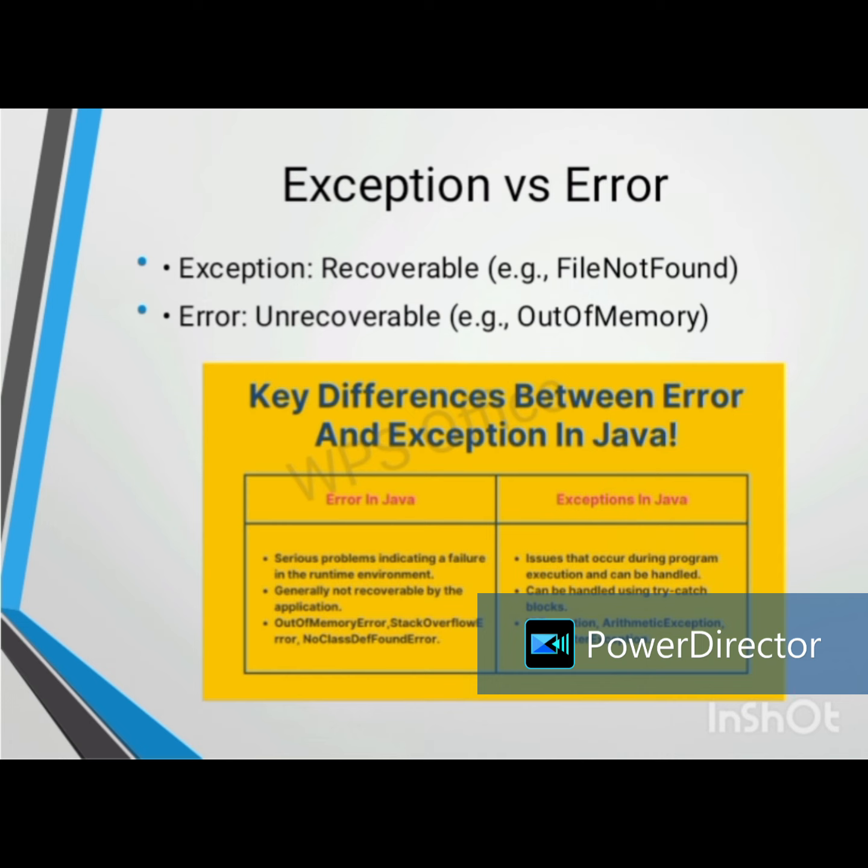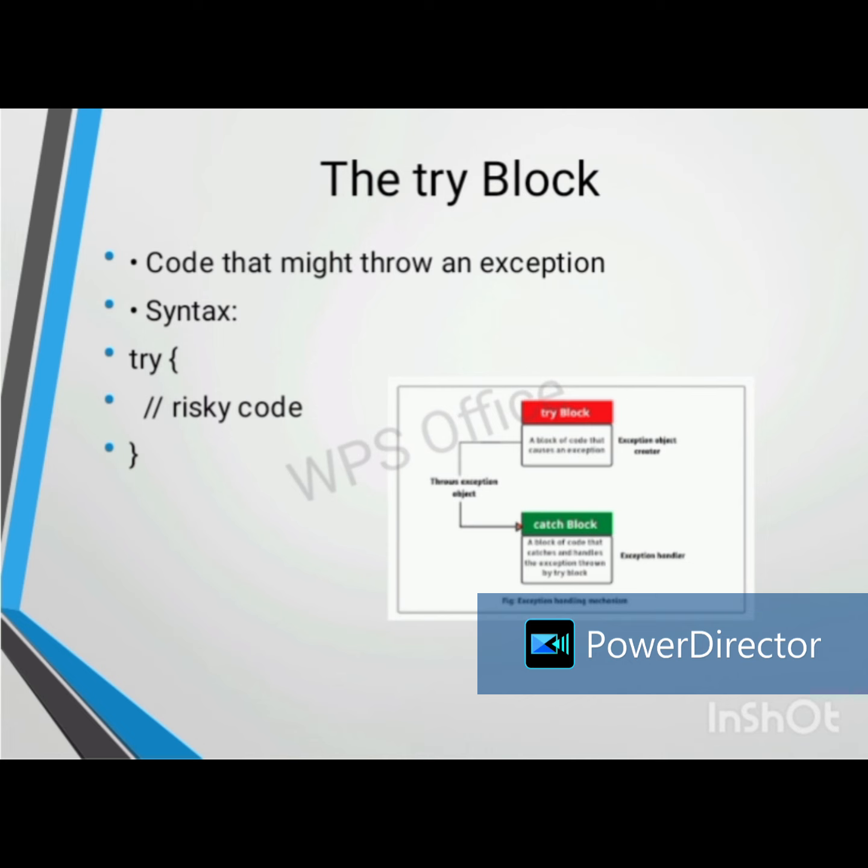Instead of allowing your program to crash when something goes wrong, we encapsulate that risky code inside a try block to catch and handle potential problems. The syntax for a try block is straightforward. In this case, dividing by 0 will throw an arithmetic exception. If this line is outside a try block, it would crash the application. But inside the try, we can pair it with a catch block to handle the issue gracefully.